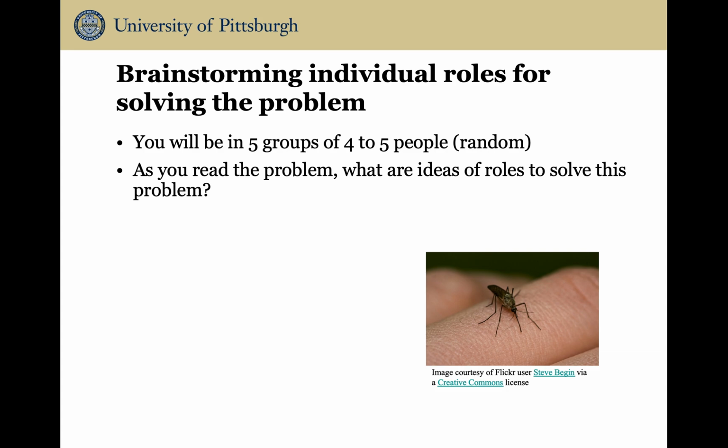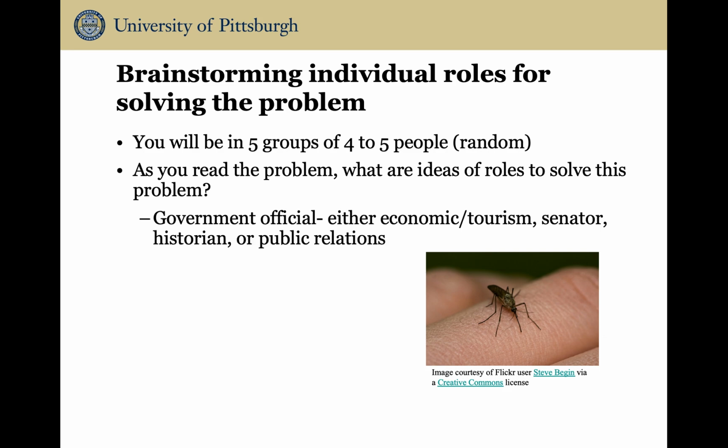And so for this particular STEAM scenario, students could brainstorm individual roles to solve the problem. So they were asked to be in different groups that were random, and then were asked to think about what types of roles would solve this problem. The students were really great at coming up with all sorts of lists of ideas and people that they would need to be involved, such as the government officials, either the economic or tourism, a senator, a historian, or public relations would often be involved if this type of crisis has happened. A DNR representative, so looking at the implications if they're going to recommend spraying for mosquitoes, how does that affect the other wildlife in the area?